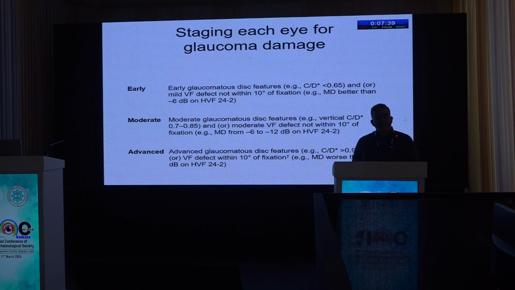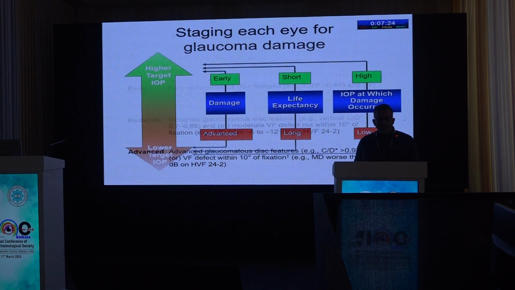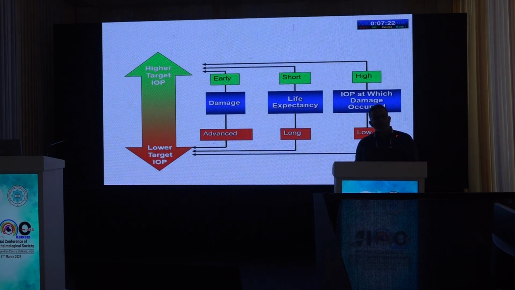Remember to stage each eye separately when you are trying to figure out a target IOP. The advancement of glaucoma in each eye may be different. This is the Parish classification of how to stage the eye based on visual fields. But not only visual fields, you should look at the OCT RNFL data also, and other things like I already mentioned, baseline IOP as well as life expectancy, to decide on the target IOP. So these three factors would help you decide.